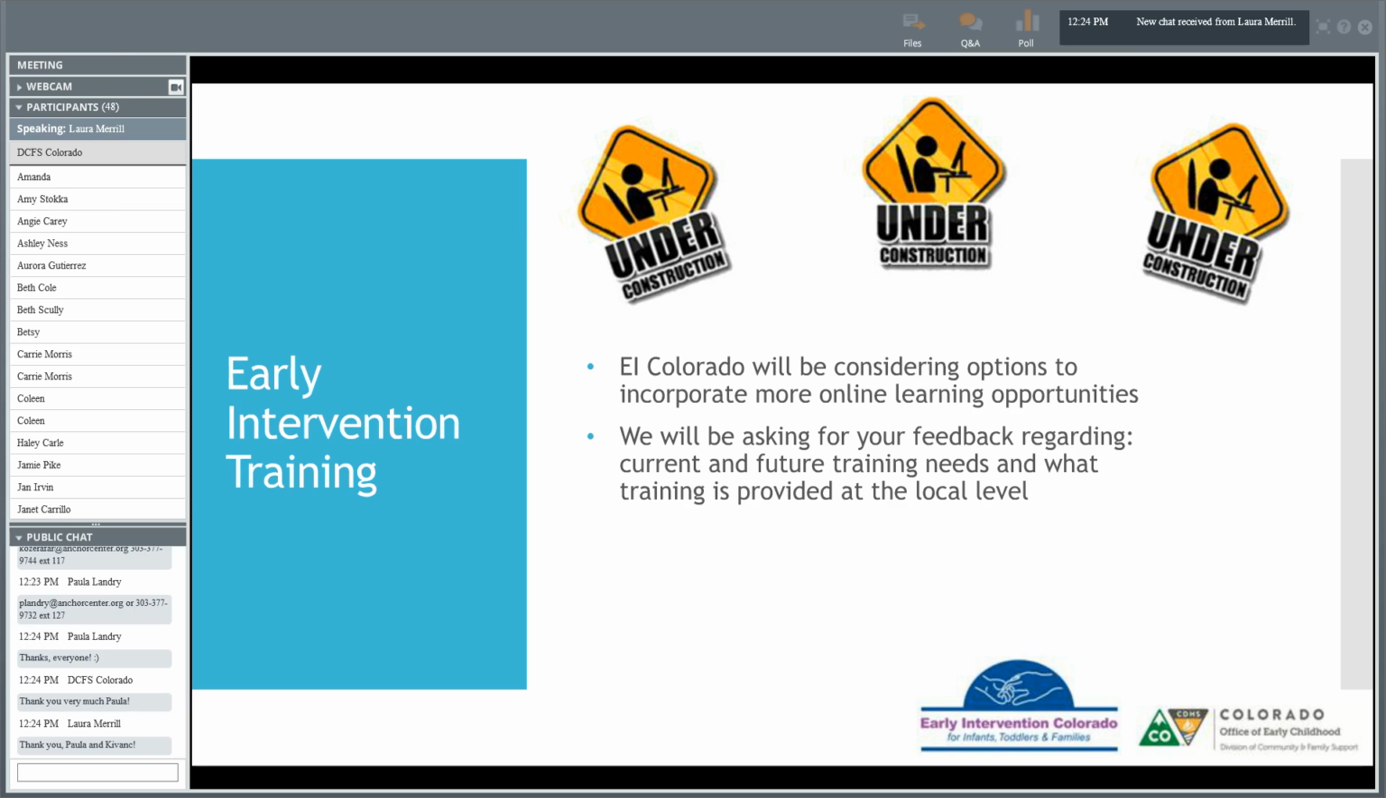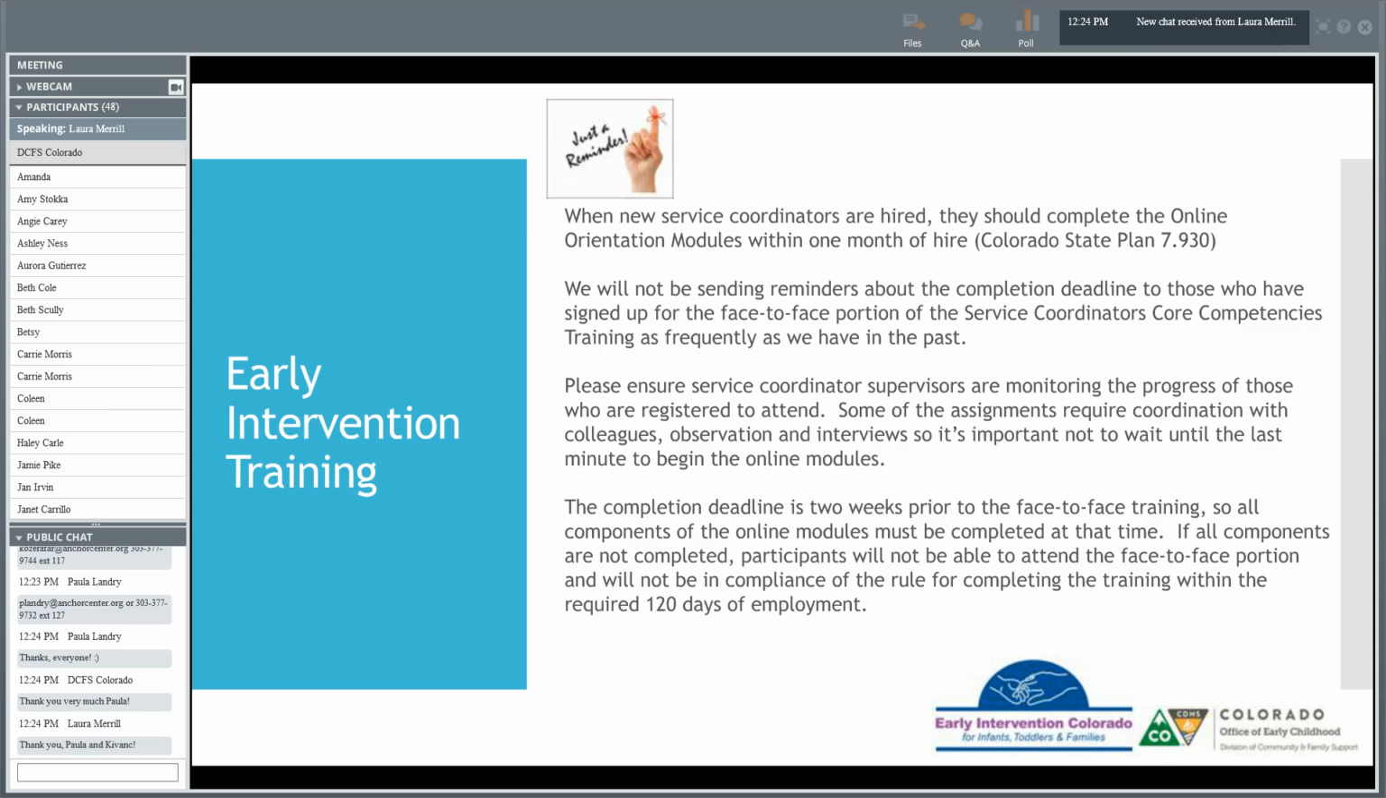So be looking for us to reach out to you to say, you know, what type of training would work the best for you to implement at the local level? What do you feel like you're getting too much training about? What are your training needs? So that's going to be the first step in moving forward in a new and better method of accessing and supporting you in accessing professional development activities and needs. So be looking for more information to come out.